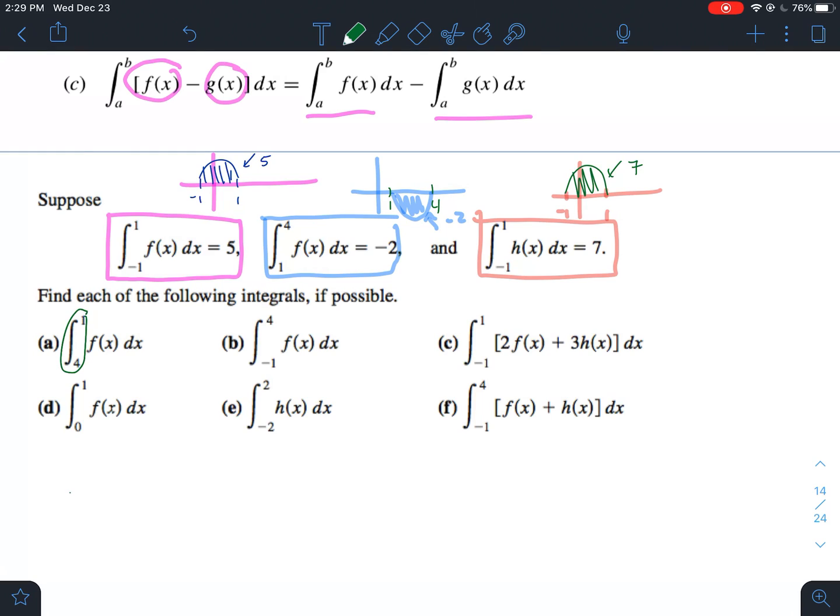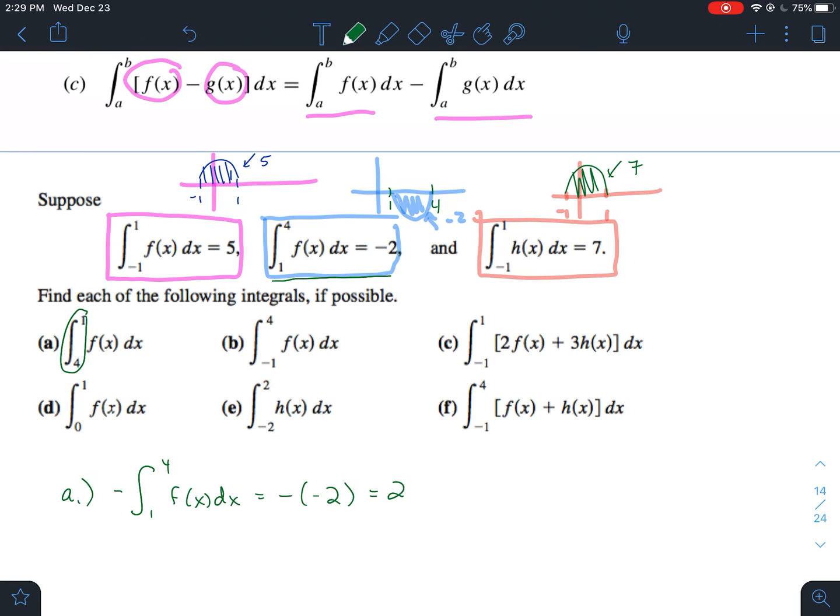All right. So A says, what if I wanted to integrate from 4 to 1? What if I wanted to integrate from 4 to 1? Well, notice what's wrong with that. The bounds are in the wrong order. So the property said that I could put the bounds in the correct order by pulling out a negative sign.